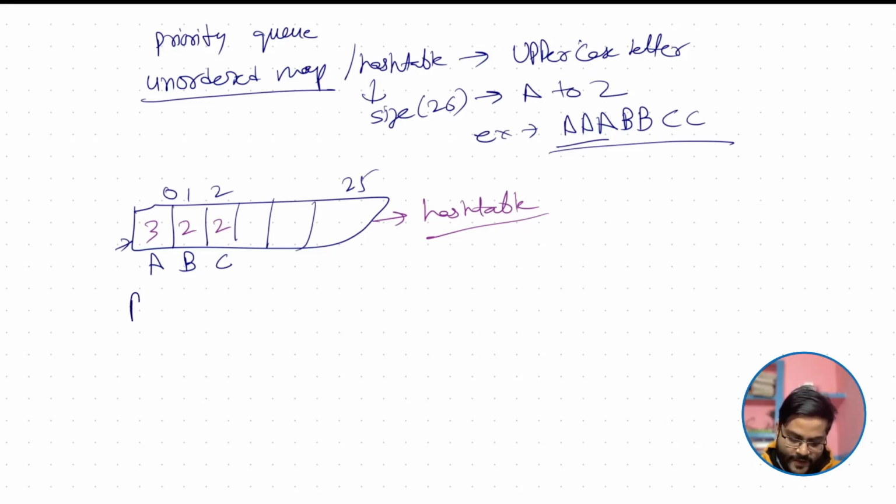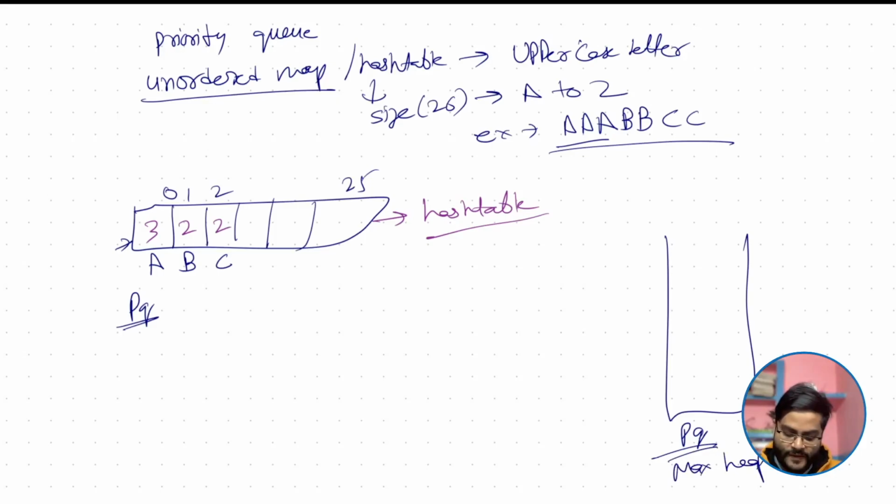If I push all the elements in the priority queue, what will happen? This is our priority queue, that is nothing but our max heap. It will store counts like 3, 2, 2. First I will take a hash table, put the count of each task in it, and then put all the values in the priority queue. So now my priority queue stores the counts. Why am I using a priority queue? Because the root will always have the maximum.